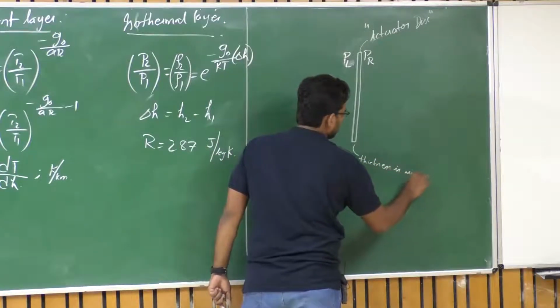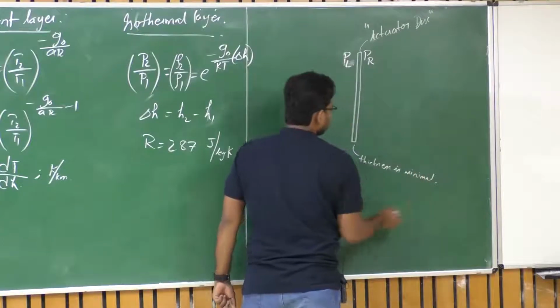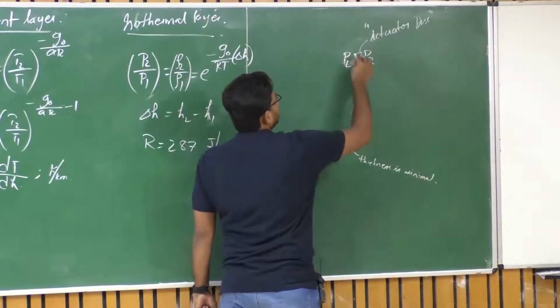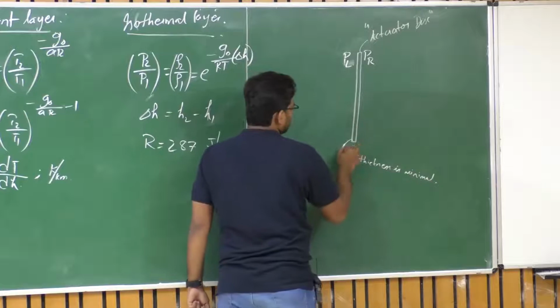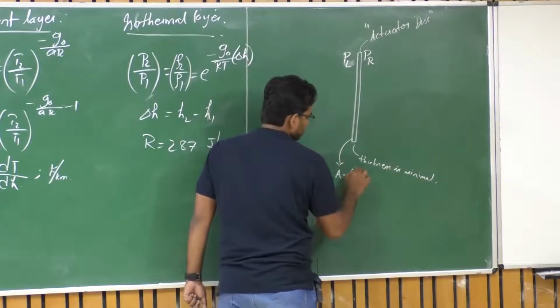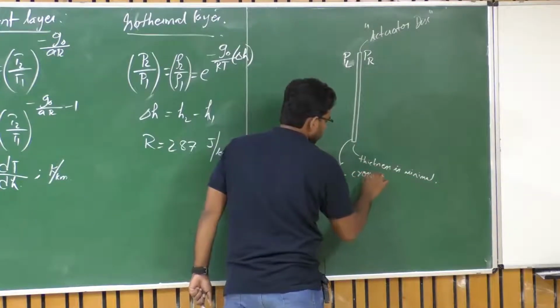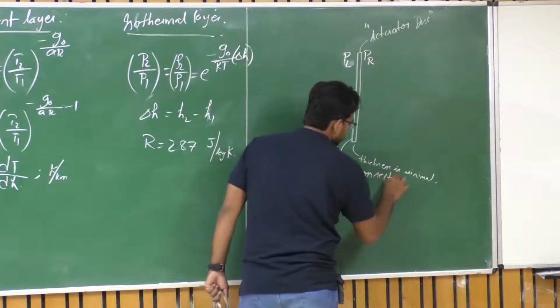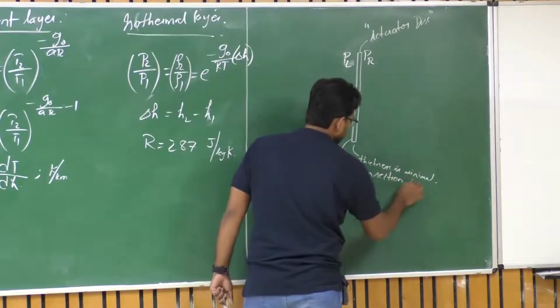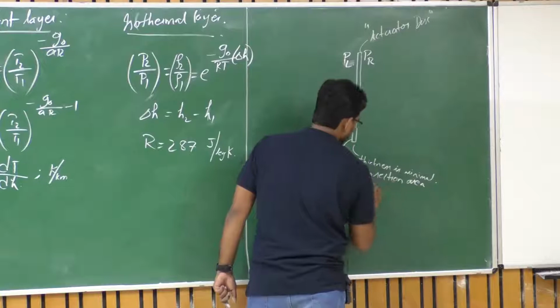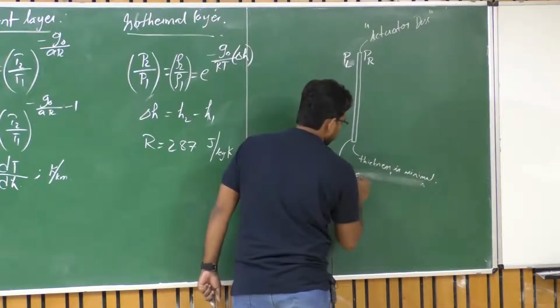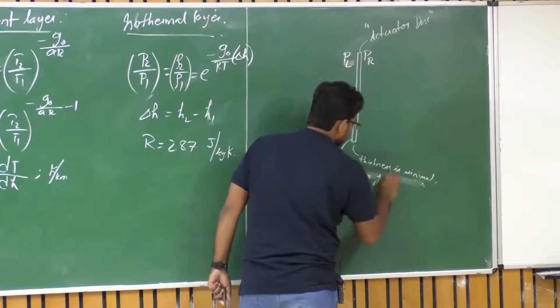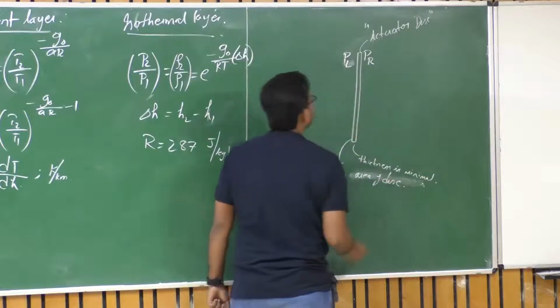So for this actuator disk, let us assume the thickness is minimal or very small, and let capital A be the cross-sectional area of this disk, simply the area of the disk, right?